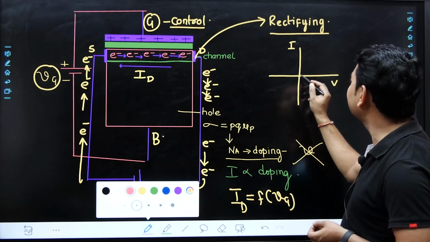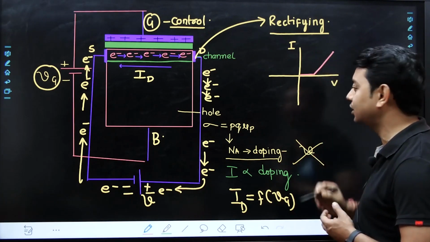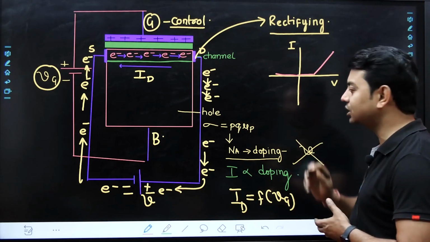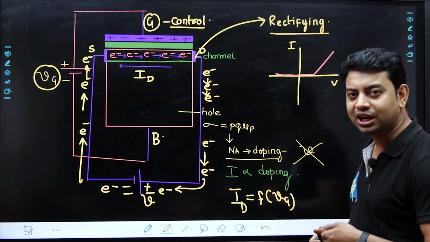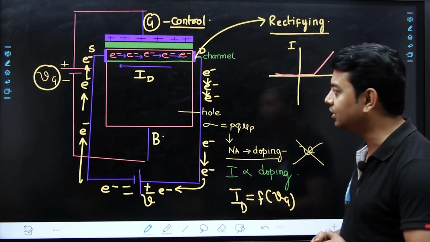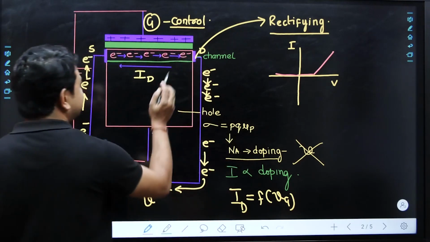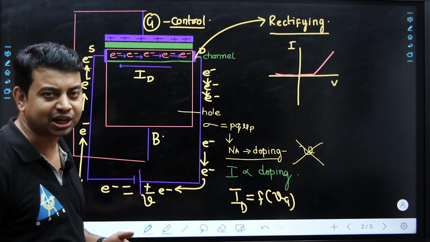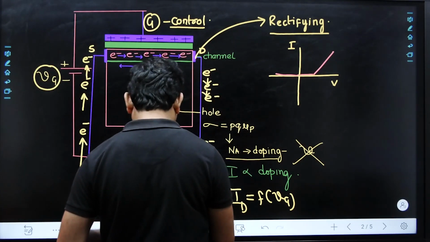Then the current will not propagate initially, and after some time we are having a current, and in the reverse direction we don't have the current. This is nothing but the rectifier. That means only in one direction we are having a current, and in the other direction we don't have the current. So we just have to connect this drain and the source terminal in such a way that there is no rectifying contact. We just need to have an ohmic contact here.